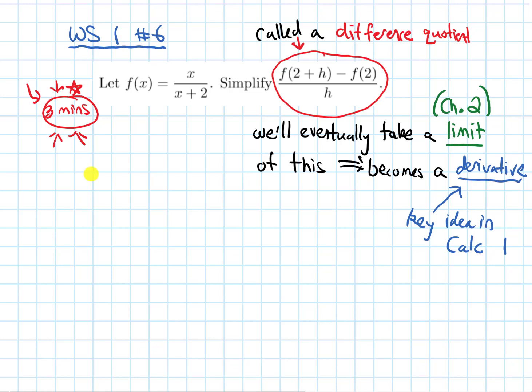Alrighty, so let's talk about it together, but hopefully you've tried it for 3 minutes. Okay, so on the numerator, I see f of some stuff in a couple of places. So let's start with f of 2.